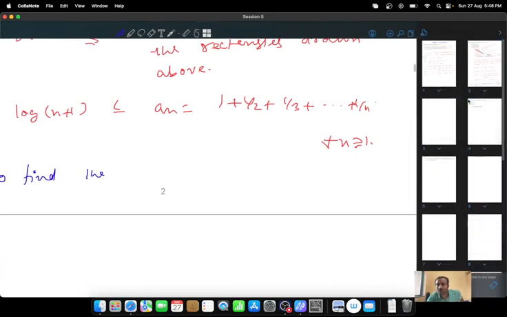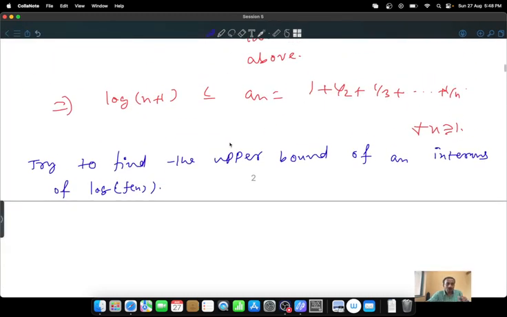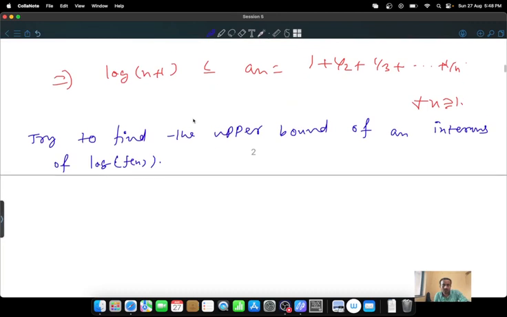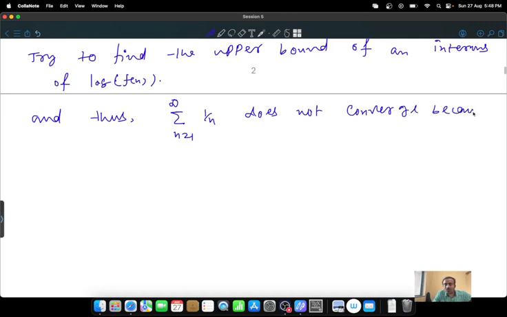Anyway, so what I needed, I have got. So log of n plus 1 is less than or equal to a n, and thus the series sum from n equals 1 to infinity of 1 by n does not converge, because you know that log of n plus 1 is an unbounded sequence.